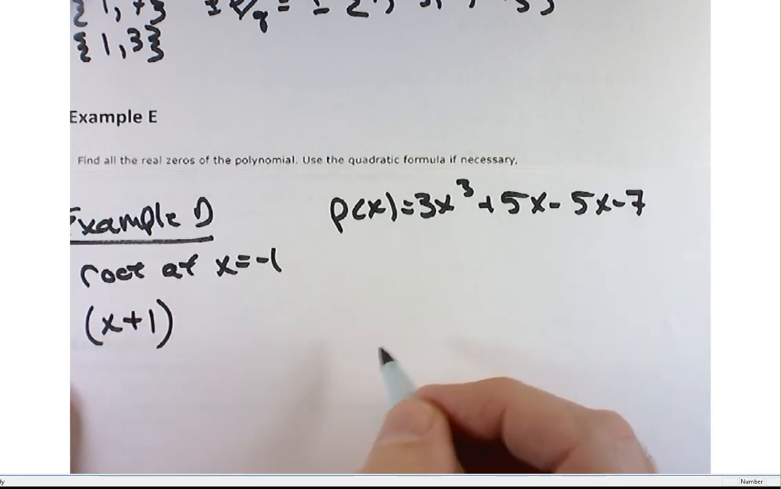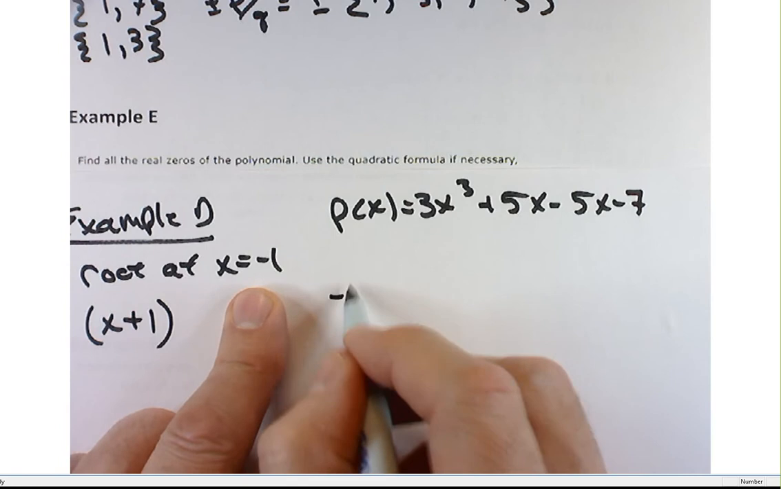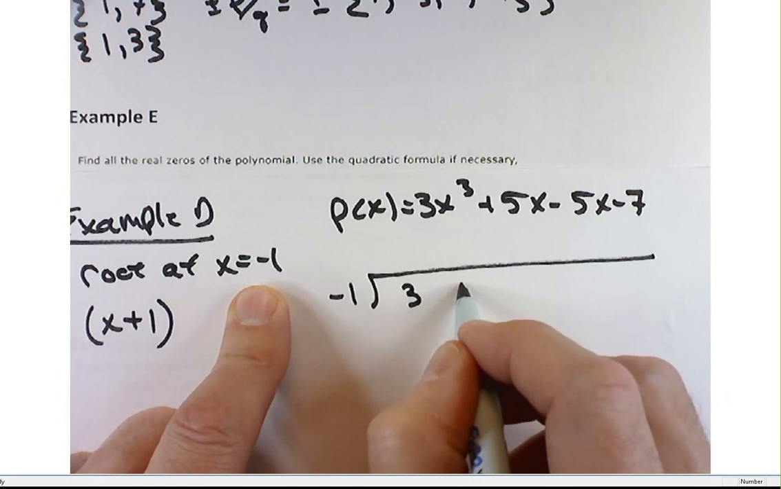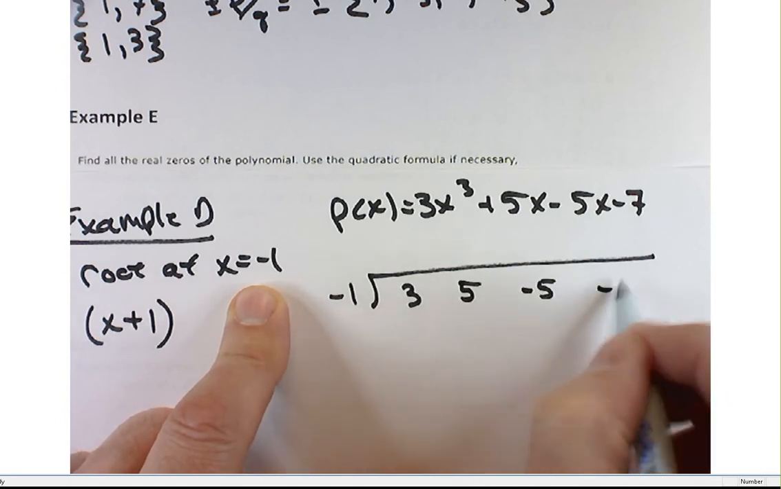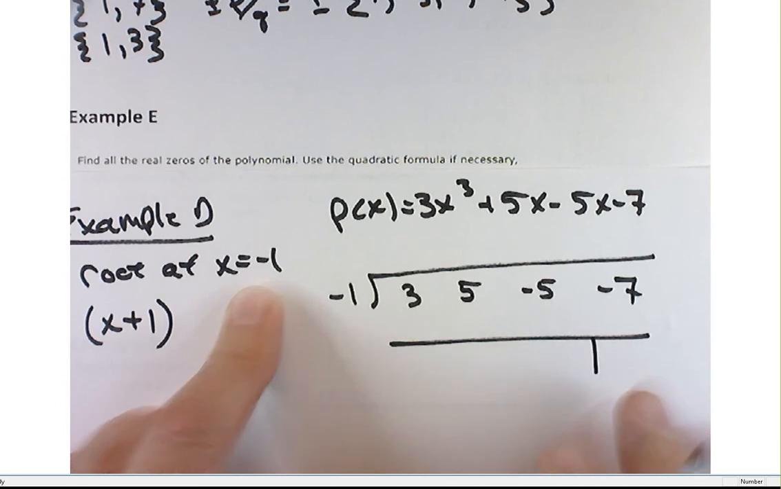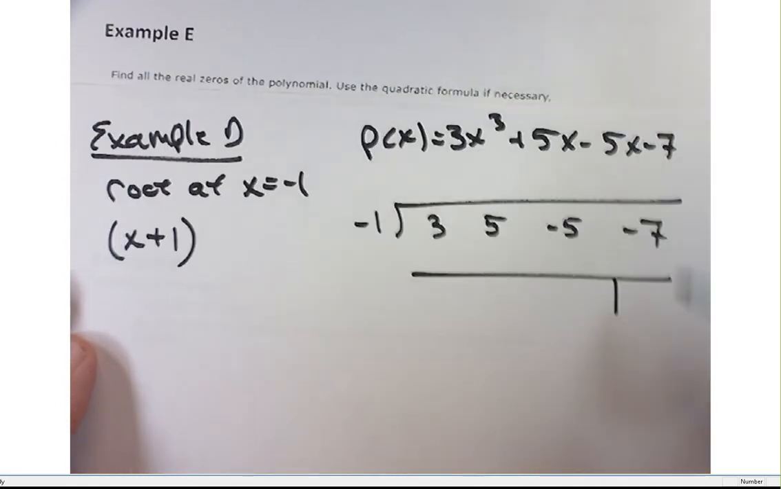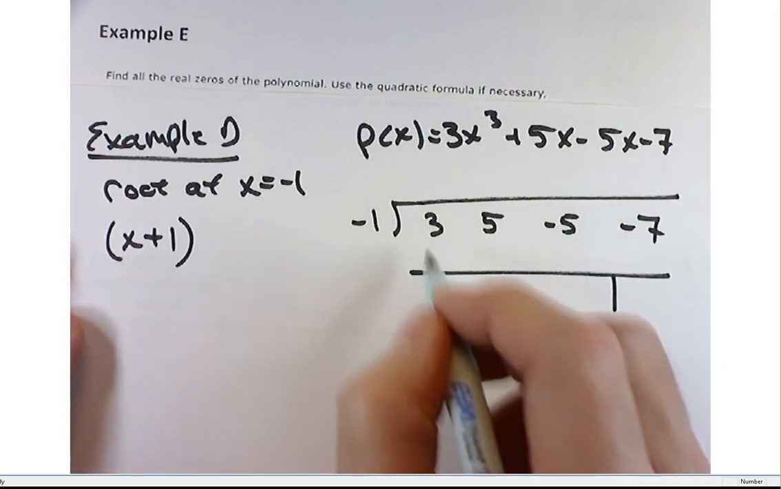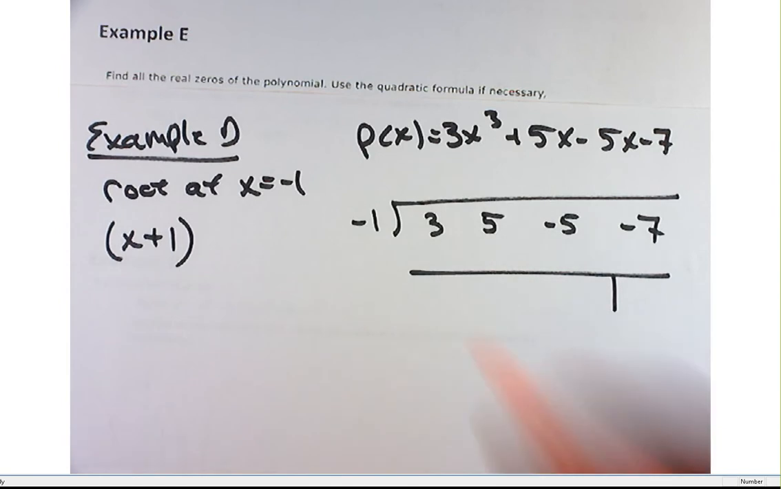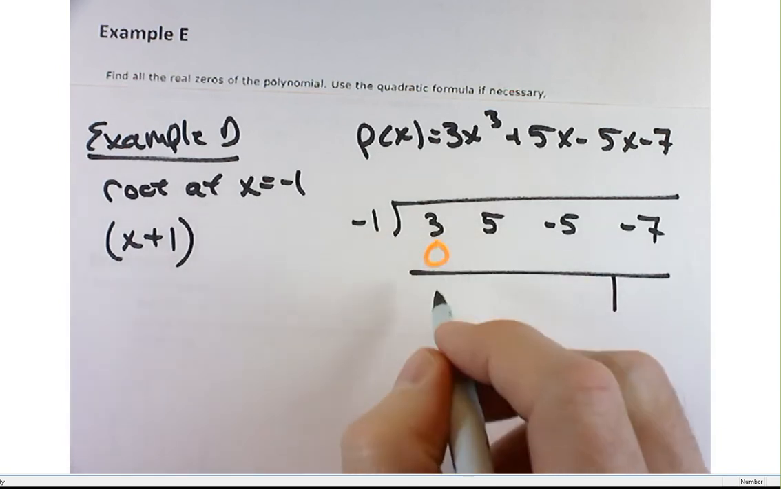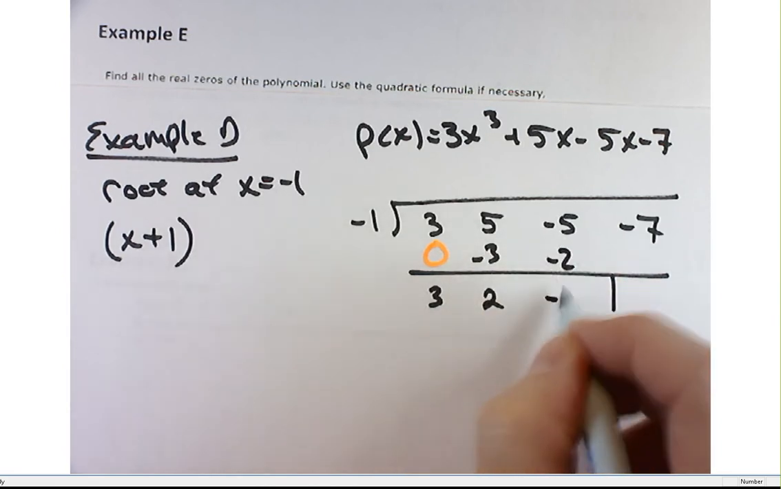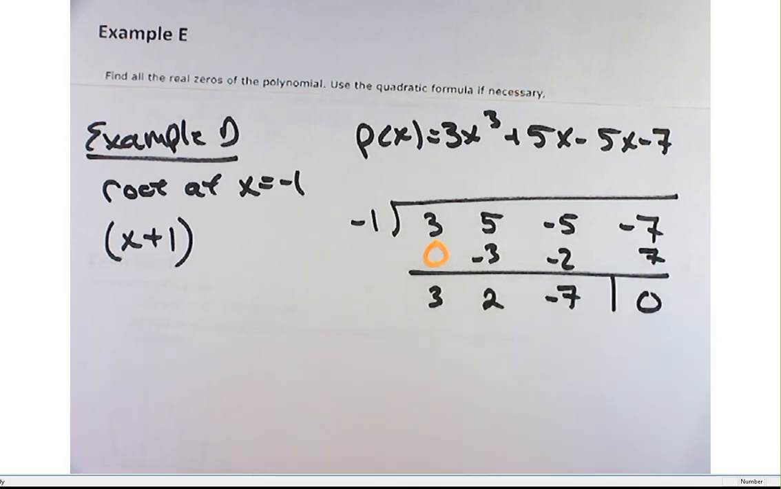There we go. Out in front, when I do my synthetic division, I'm going to put the -1, then 3, 5, -5, and -7. Assuming this is a root, what should I get here as a remainder? 0. Well done. So speaking of zeros, we'll start out with a nice little goose egg right there. That gives me 3, 2, -7, and bam, 0. Okay.